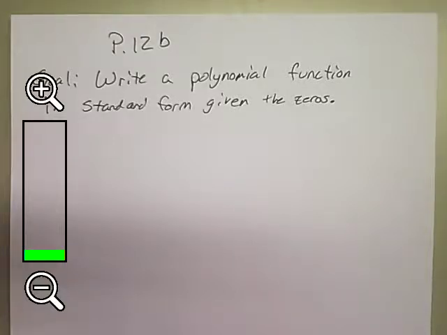All right, here we are at P12b. Our goal for P12b is to write a polynomial function in standard form given the zeros. So if we start with the zeros, how do I go all the way back to writing the polynomial function in standard form?